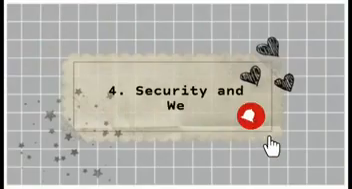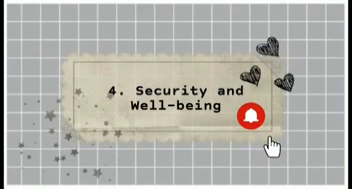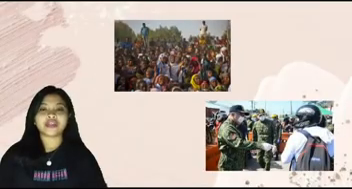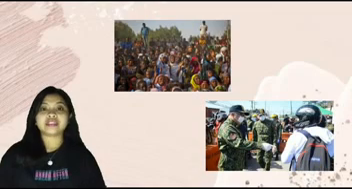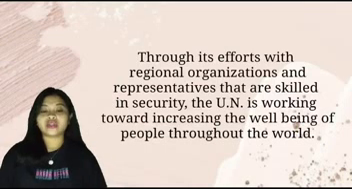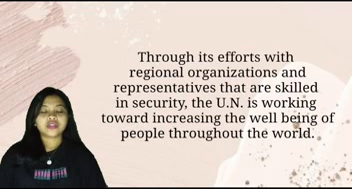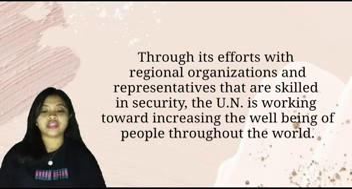Cultural violence occurs when an individual's harm is a result of practices that are part of her or his culture's religion and tradition. Next is security and well-being. The United Nations is a perfect example of preventing the lack of security and well-being that is a serious global issue. Through its efforts, with regional organizations and representatives that are skilled in security, the UN is working toward increasing the well-being of people throughout the world.